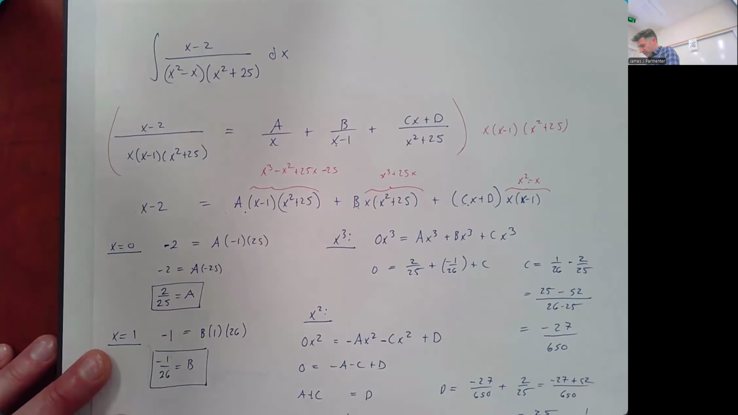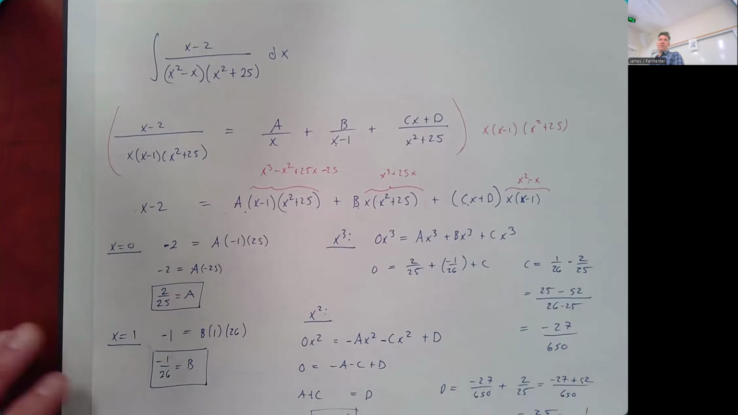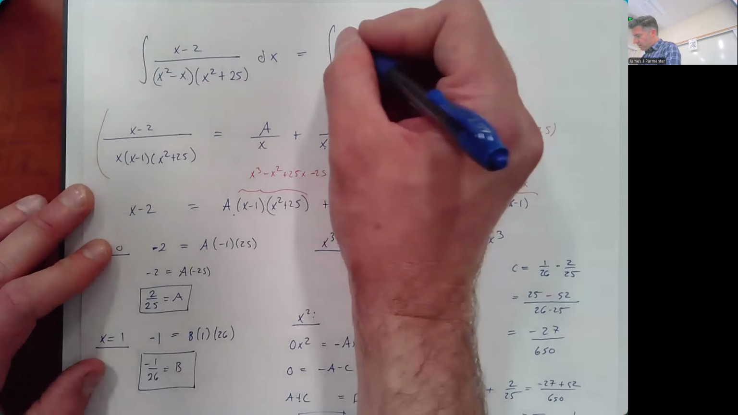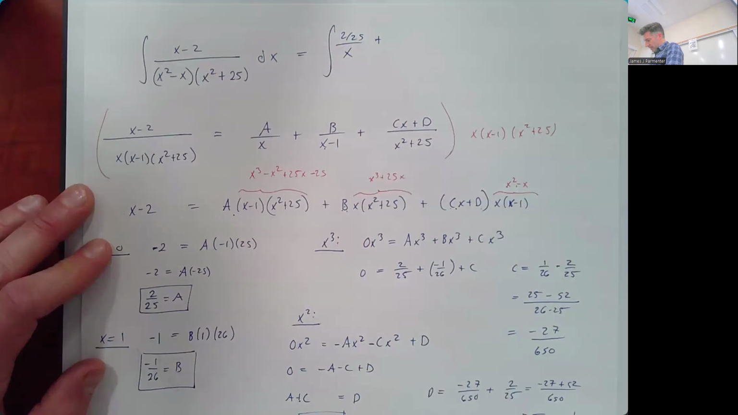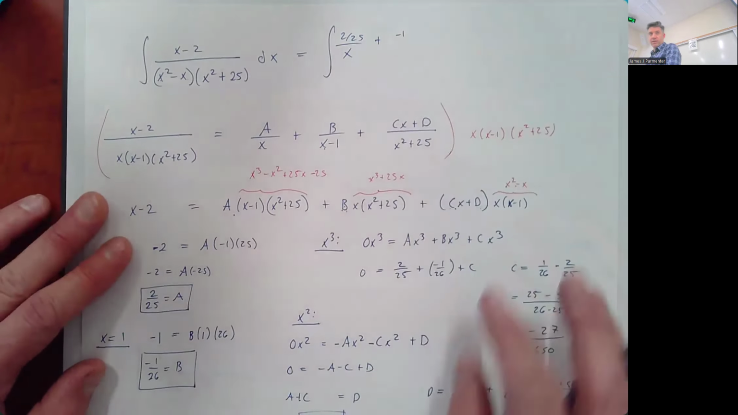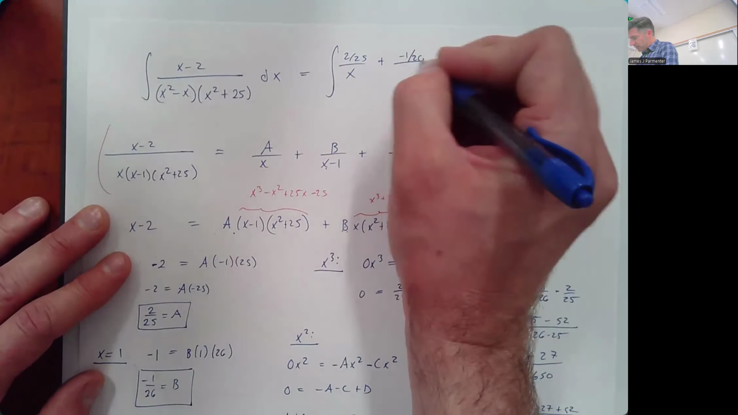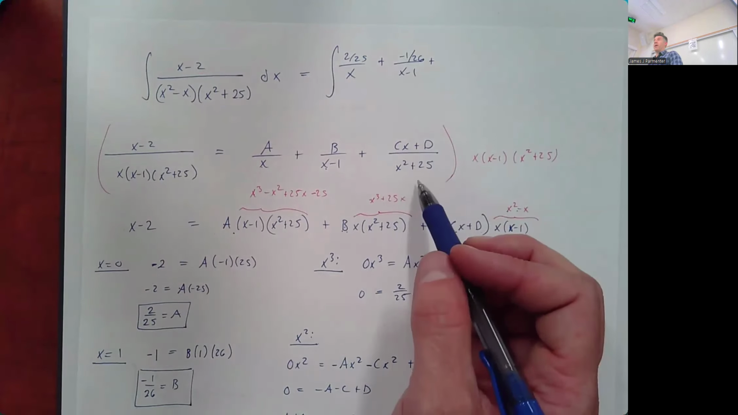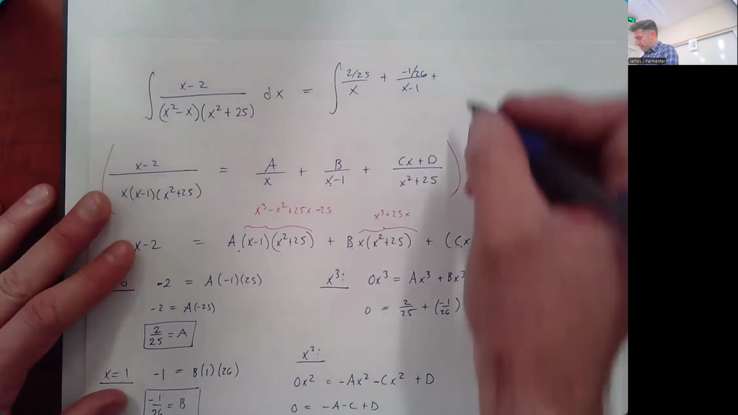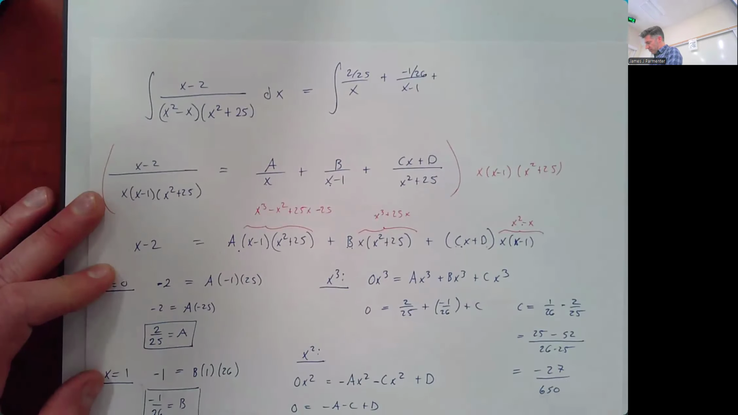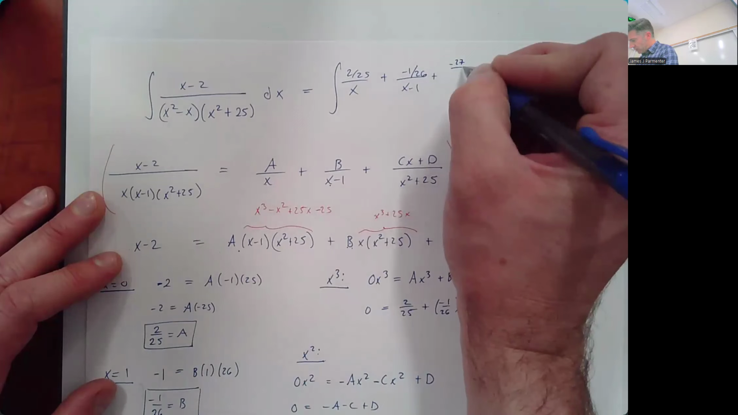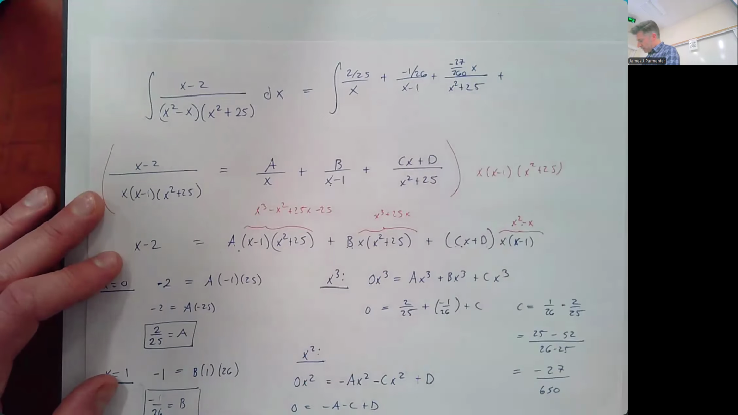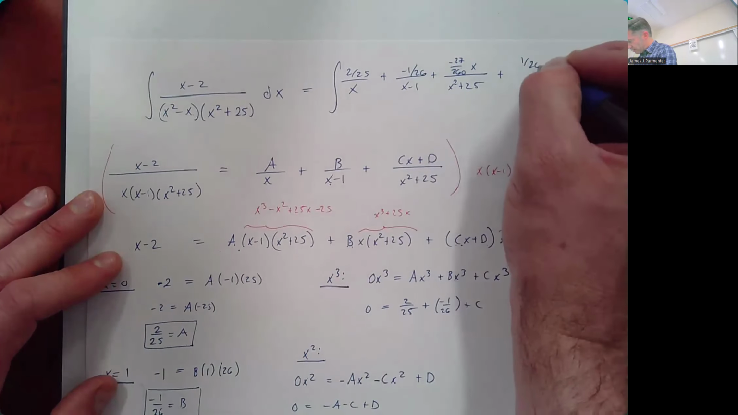So d equals 1 over 26. Oh my goodness. Sorry for the terrible numbers. I didn't mean for them to be quite that terrible. So then if we integrate this, we get the integral of 2 over 25 over x plus negative 1/26 over x minus 1. And this is the thing I was talking about before, the cx plus d over x squared plus 25, we have to break it up as the cx, which is negative 27 over 650 times x over x squared plus 25, and the d, which is 1 over 26 over x squared plus 25.